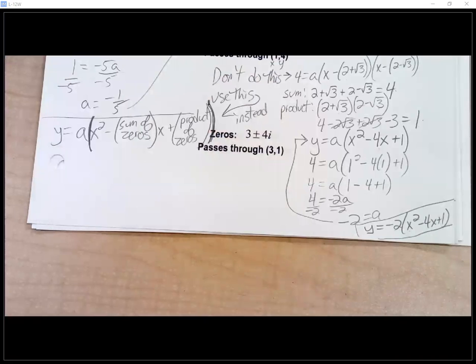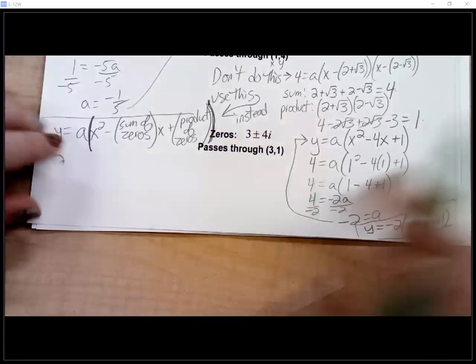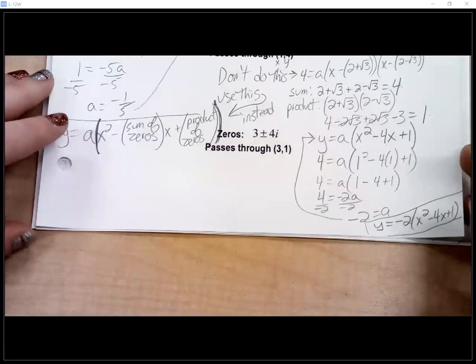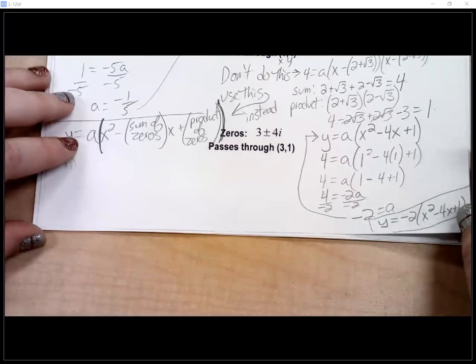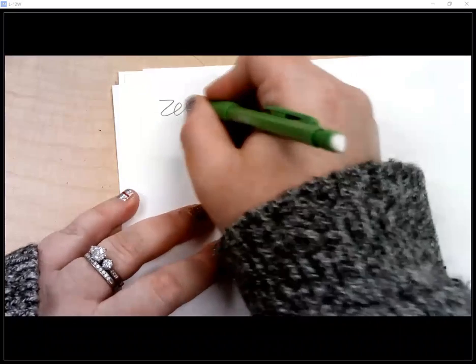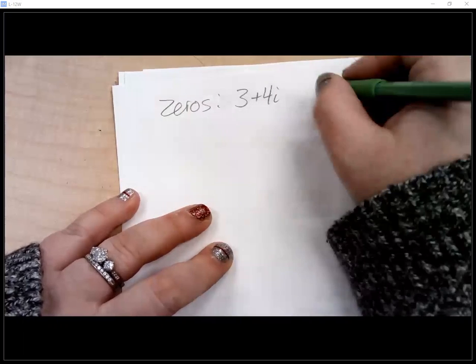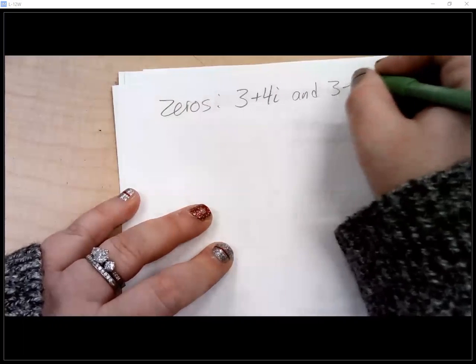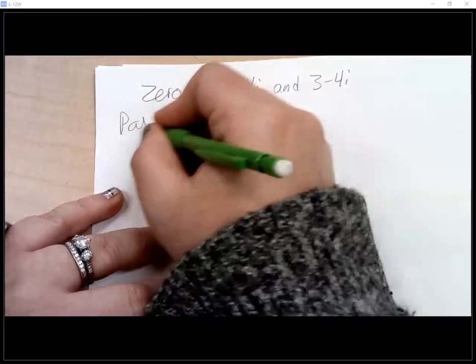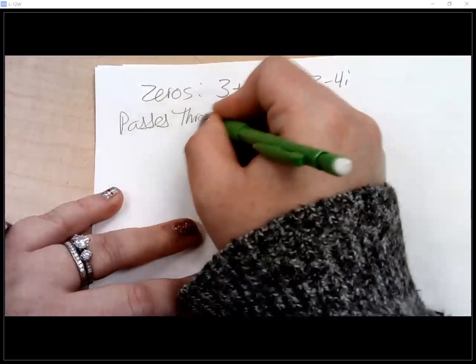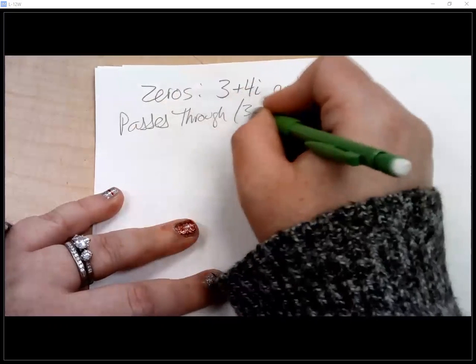How are we feeling? Okay-ish? All right, we got one more to do that has an imaginary number in there. I'm going to do this on the back so I have some room. So the zeros are at 3 plus minus 4i. 3 plus 4i, I'm going to separate them, and 3 minus 4i, and pass it through (3, 1). Right, is there a negative?